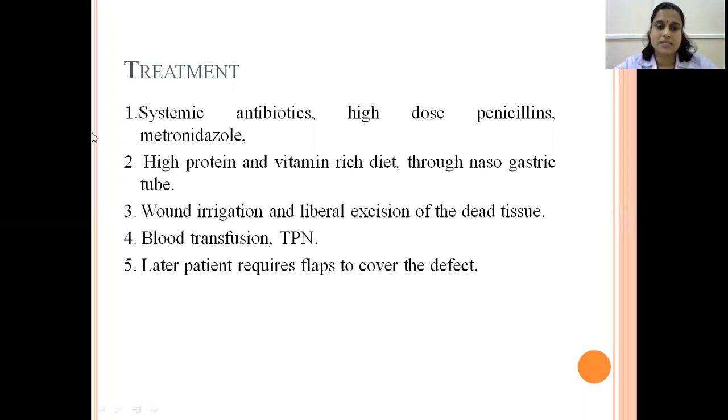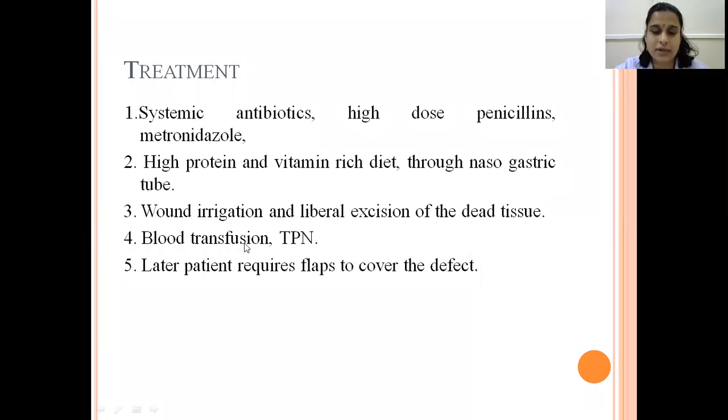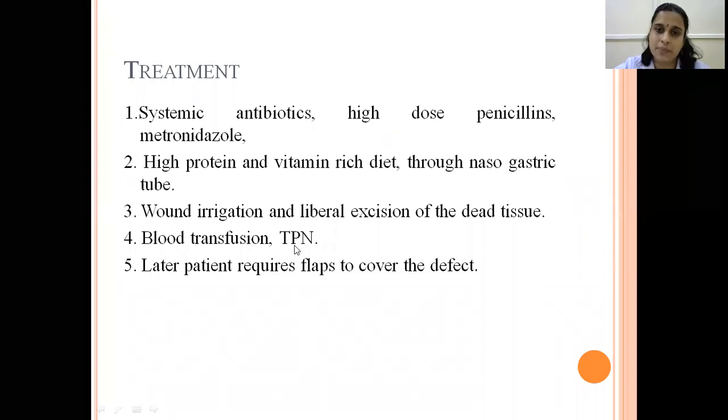Once it has become toxic, you'll have to give systemic antibiotics and high-dose penicillins with anaerobic coverage with metronidazole. Supplement and improve the nutritional status of the patient, give a high-protein and vitamin-rich diet. Since the patient is not able to swallow, you have to do it through a nasogastric tube. Clean the wound, irrigate it properly, and once you have cleaned it, you have to excise the dead tissue. You may also have to give a blood transfusion or total parenteral nutrition.